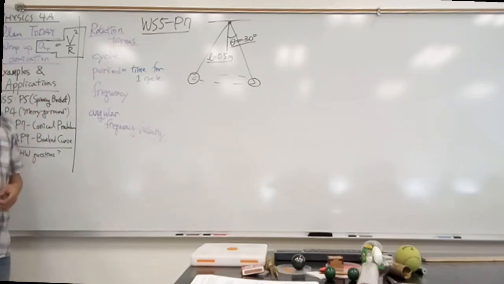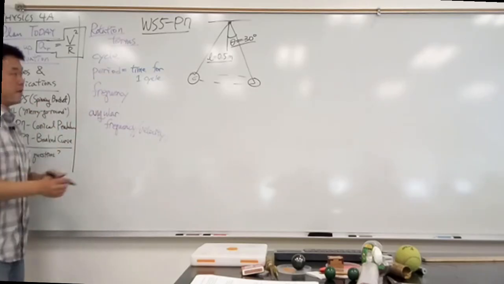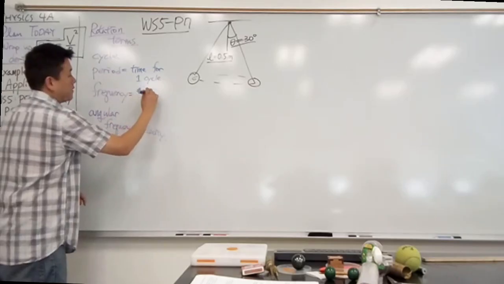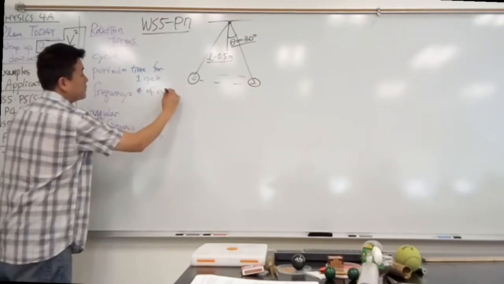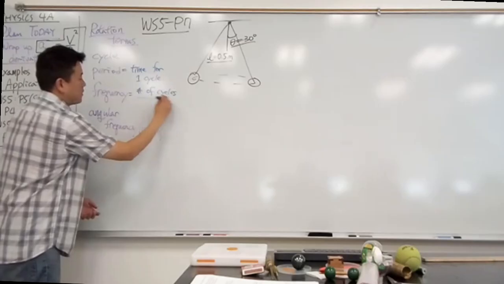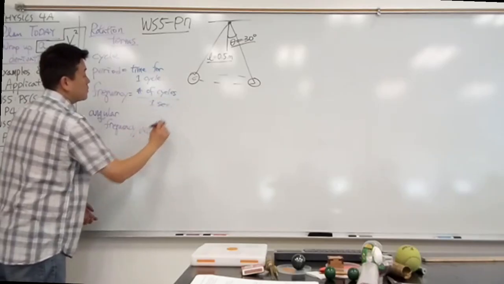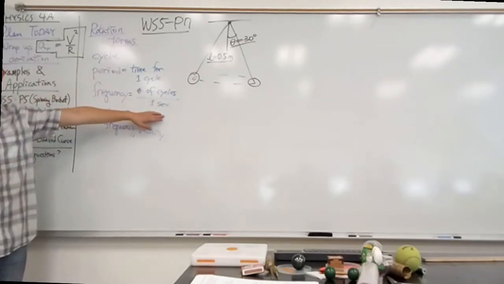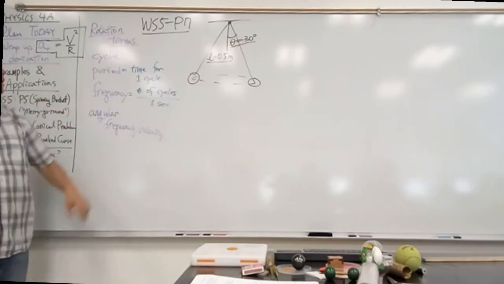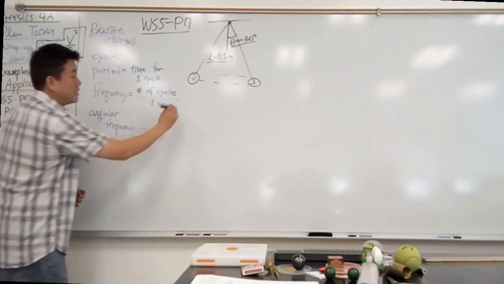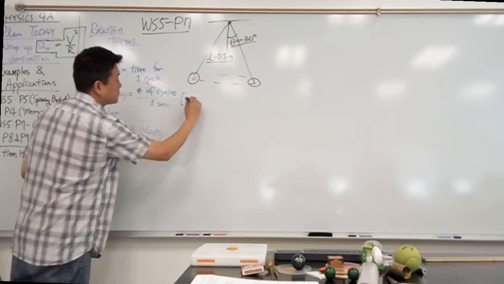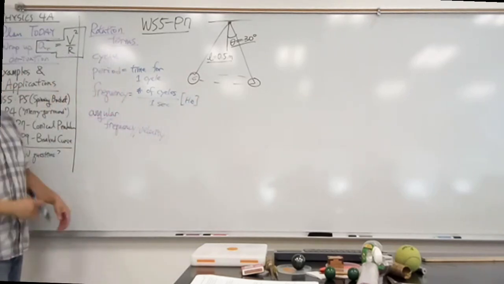So how often? Yeah, so with the frequency, what we are going to be measuring is the number of cycles. So number of cycles, let's make it easy for ourselves, divided by 1 second. So it's the number of cycles per some amount of time. Good? And if you want to know the units, frequency is measured in hertz. But we'll come back to that later.